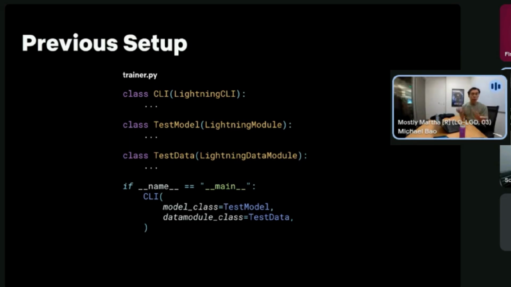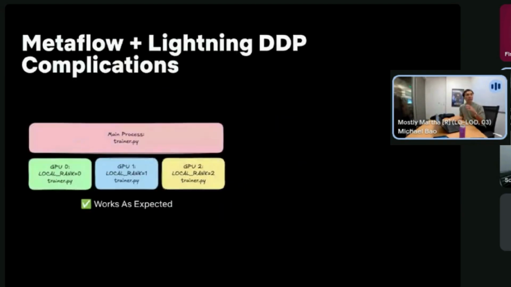This was obviously great for researchers. They just handled writing their two modules, the model and the data, and then PyTorch Lightning CLI would handle everything else for them. The problem with this, though, is that when you do Lightning DDP, you start a main process, which is your trainer script, and then PyTorch Lightning will automatically rerun your script once for every GPU on your machine. This works great if you're just running the PyTorch Lightning script.